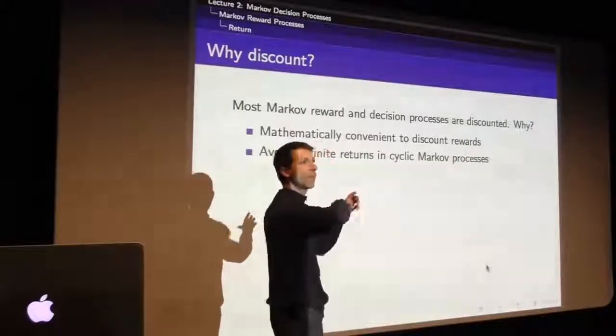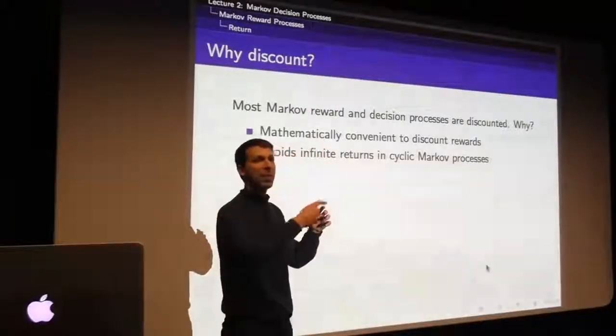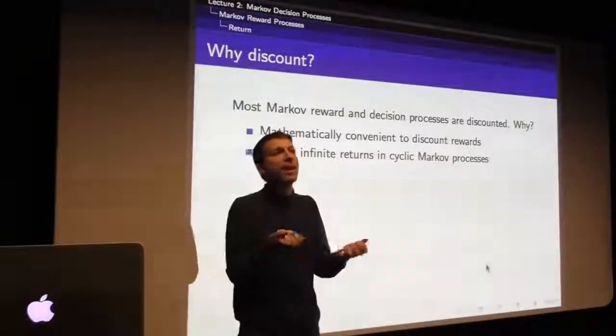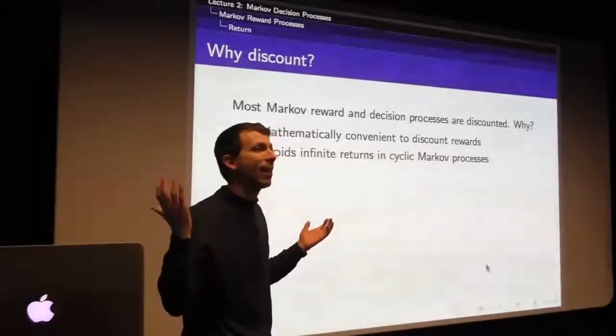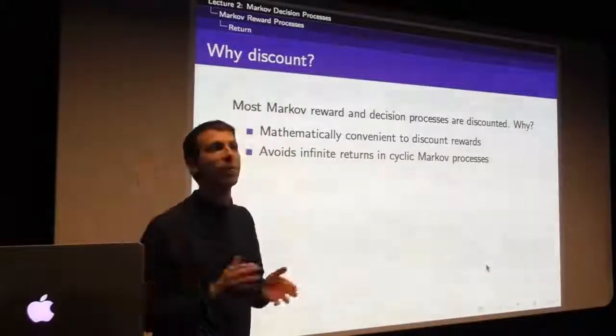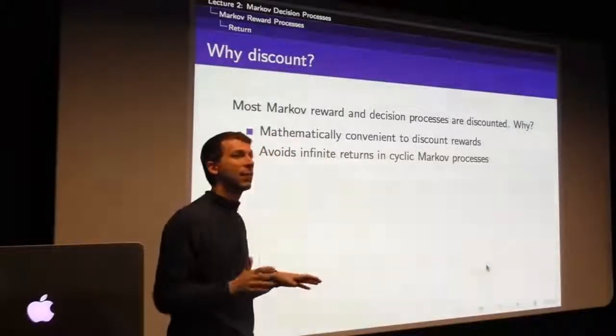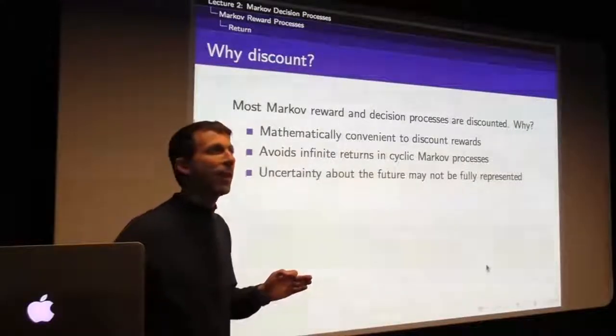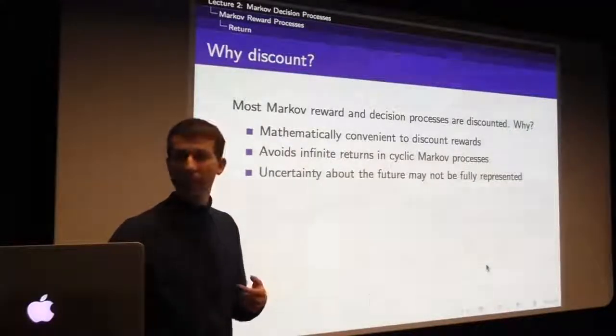So if you have some cycle in your Markov process, and you just get rewards again and again and again, you need some mechanism to avoid infinity as your evaluation. Otherwise, the maths just doesn't work out. And there are other mechanisms for dealing with that, which we'll mention briefly. We have the uncertainty. And I just wanted to add in a couple of other ideas.